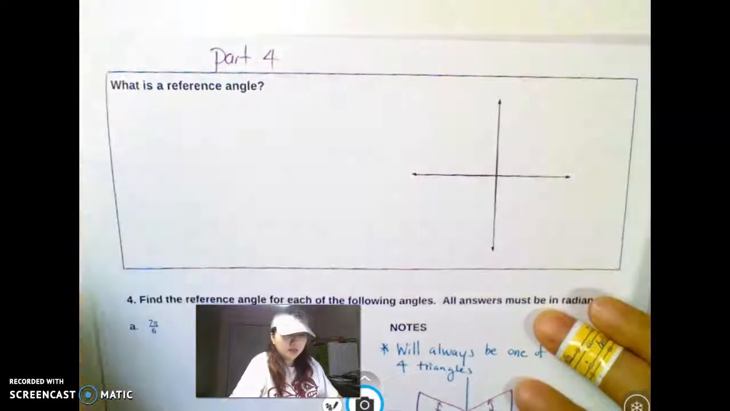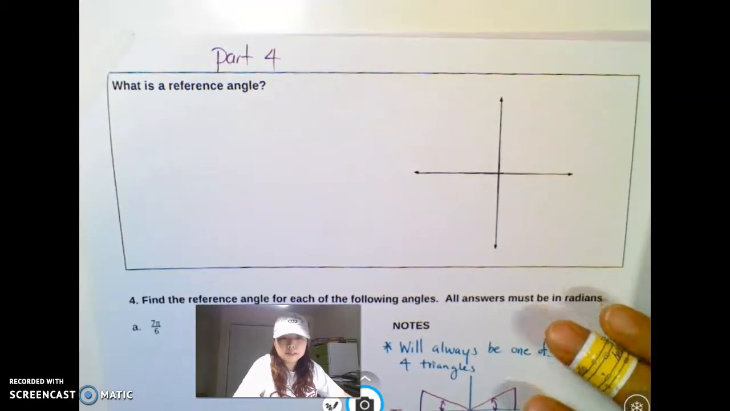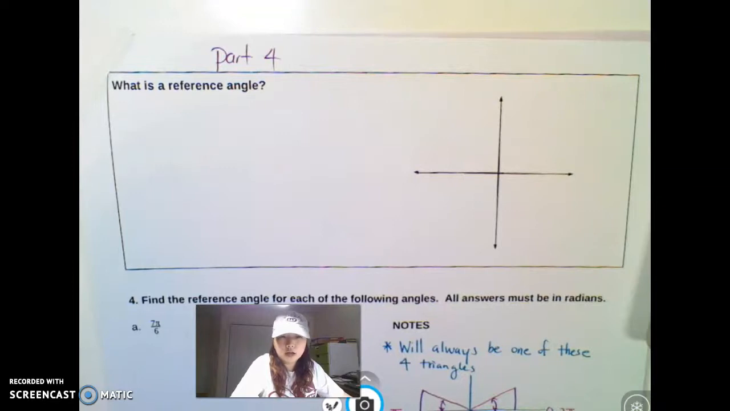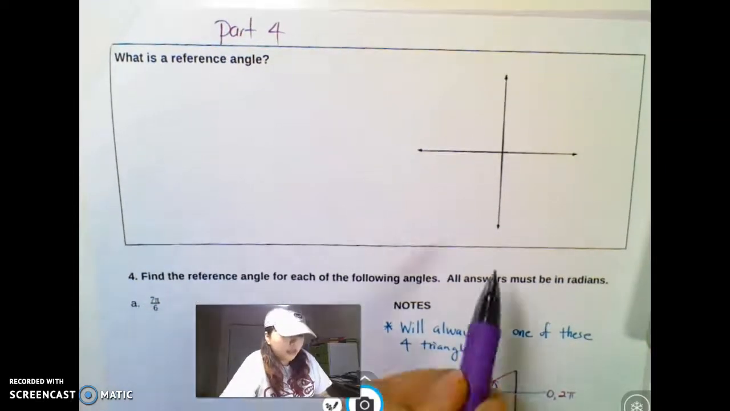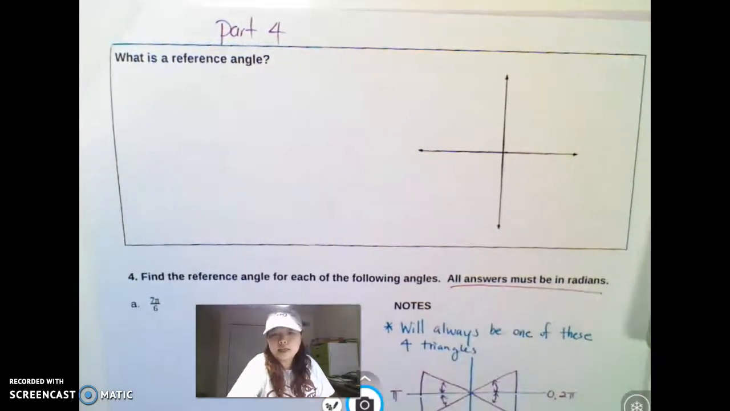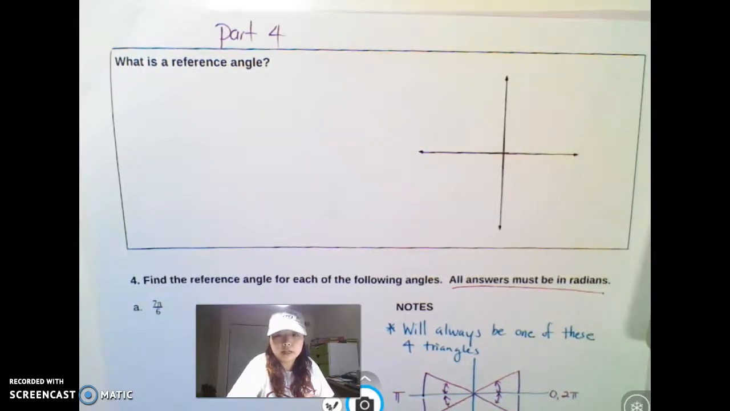Part 4. And before I started making this video, I searched a lot. I thought about this a lot. I wanted to come up with the best or the easiest way possible for you guys to understand this, and then for myself too, because to be honest, reference angle can be a little tricky, and I would like to stay with degrees, although the answers have to be in radians. So instead of having you guys convert into radians and then do the problems, I would rather do this using degrees and then convert at the end.